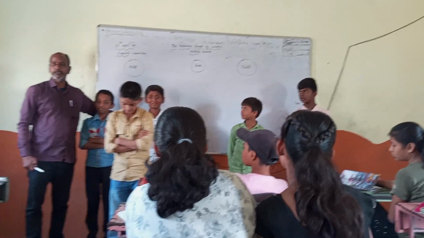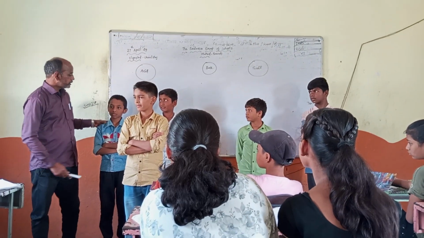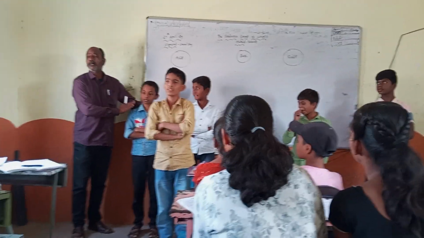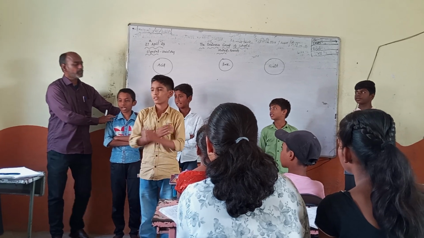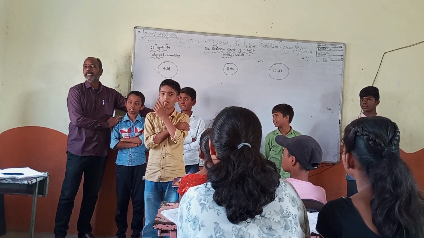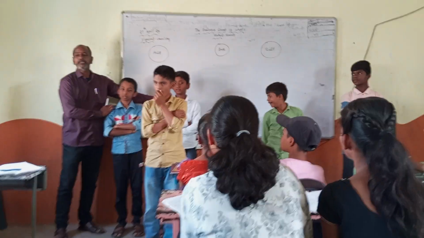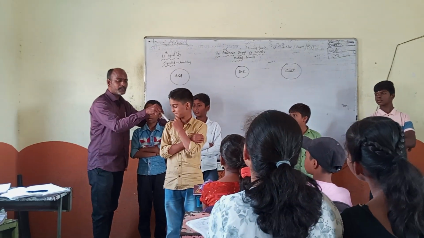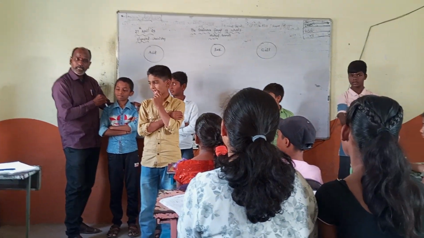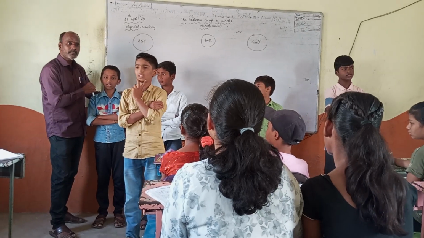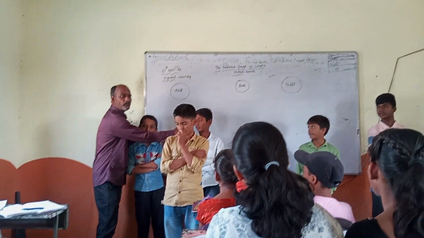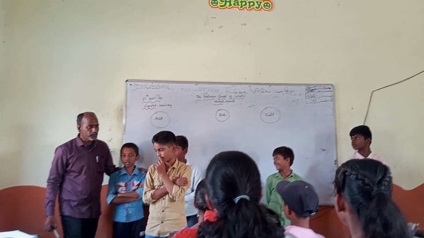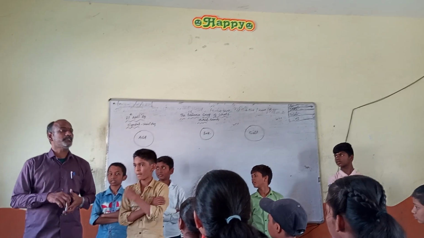Now, the formation of acids. When non-metallic oxides combine with water, it gives acid. How are these acids forming? These acids are formed when the non-metallic oxides combine with water to form acid. Understand? What are the examples for acids?